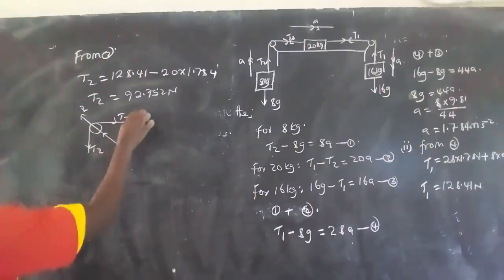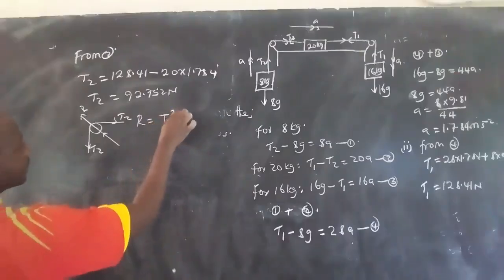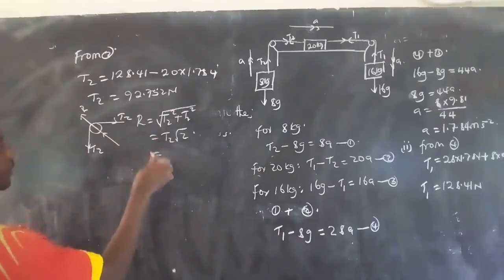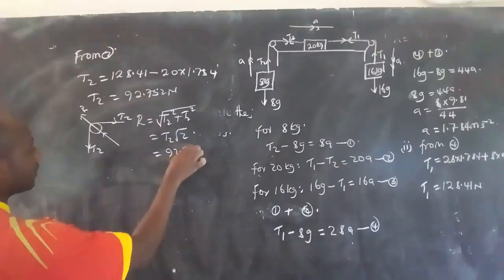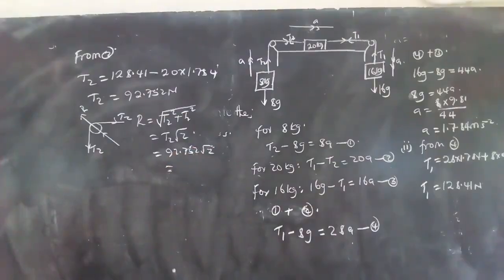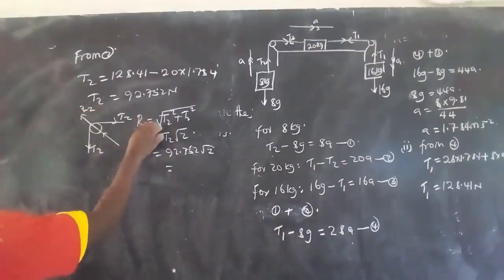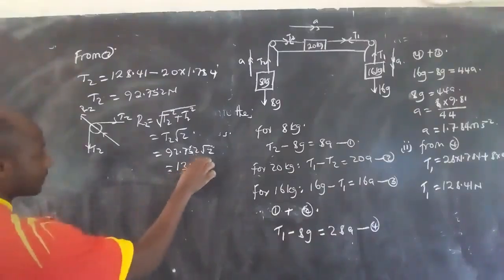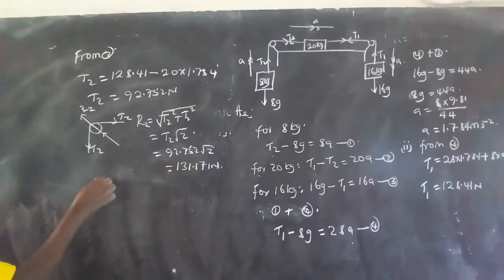So to get it, you shall say that our reaction is the square root of T2 squared plus T2 squared, which is T2 times the square root of 2. Our T2 is 92.752 times root 2. When you substitute, what do you get? We can call that R2, and the answer will become 141.171.